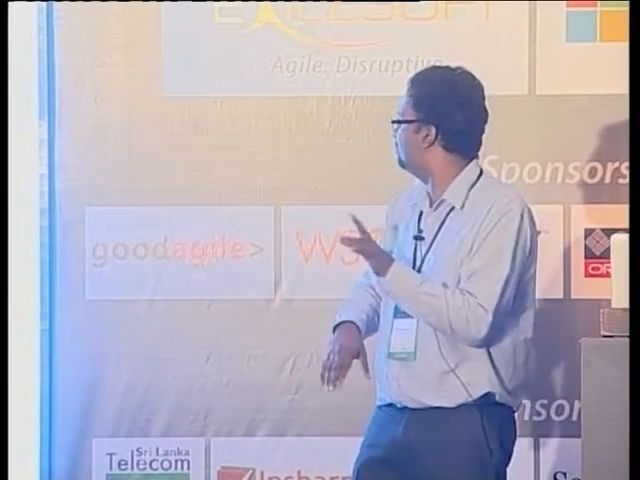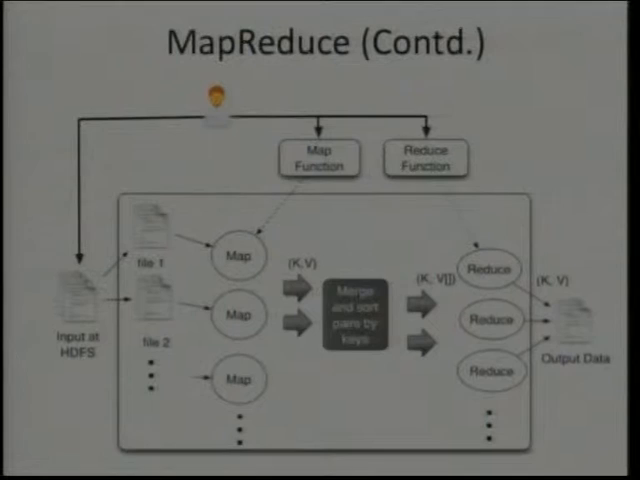Then the reduce function can generate another key-value pairs, and that's the output. For example, if you have a set of files and want to count how many times some word occurred in those files, you write a map function which, given a line, for every word it sees, emits that word and 1.